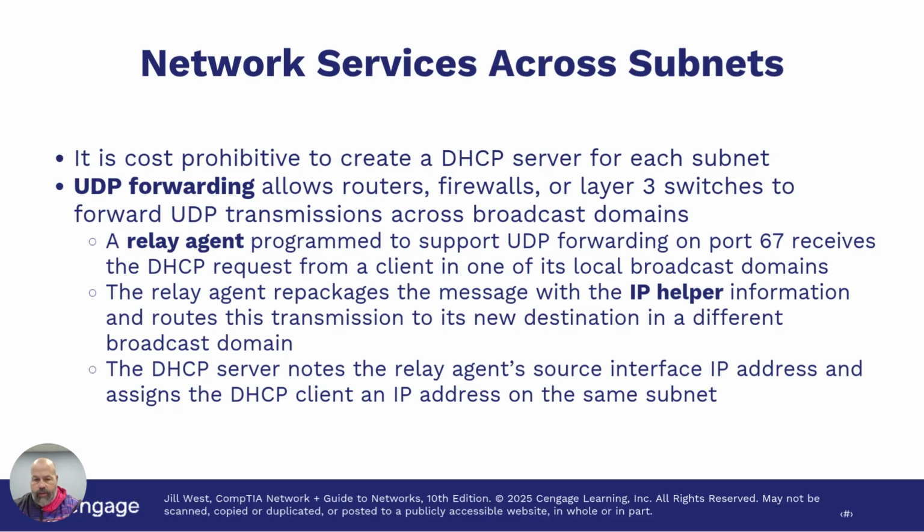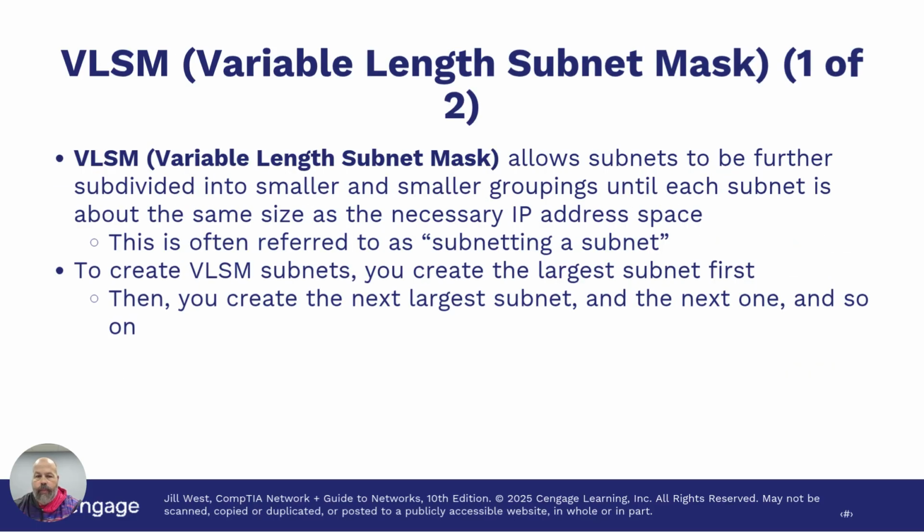And here's how it works. A relay agent receives a DHCP request from a client on one subnet. It repackages the message with IP helper information and routes it to the DHCP server in a different broadcast domain. The DHCP server sees which interface the request came from and assigns an IP address on the appropriate subnet. It's like having a mail forwarding service. The DHCP request gets relabeled and sent to the right place.